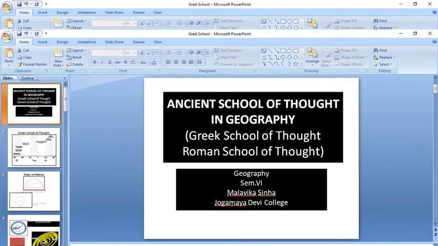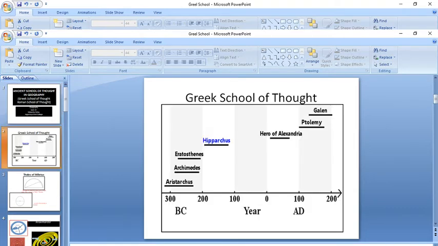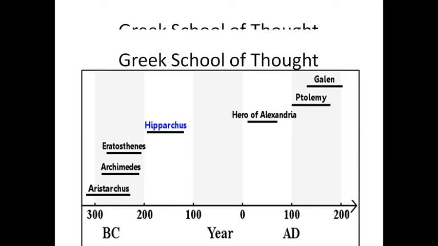Okay, before going to the particular philosopher, one thing is very important. Greece is the breeding ground of philosophy. There are lots of philosophers, lots of thinking. So it's very difficult to cover all the philosophical aspects related to geography. But here, for convenience, we are taking 4 or 5 names of philosophers from the Greek school of thought. This graph shows the time scale of the Greek school of thought. We can start from Eratosthenes, Hipparchus, and we can end it with Ptolemy and Strabo. This is the time scale.